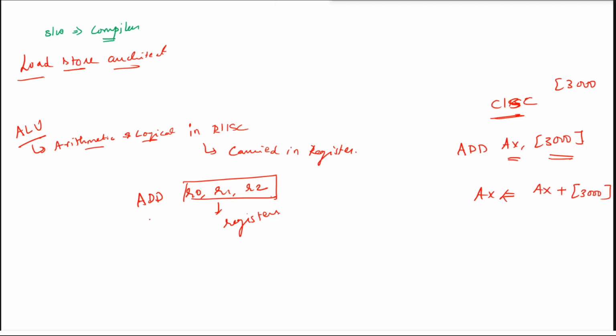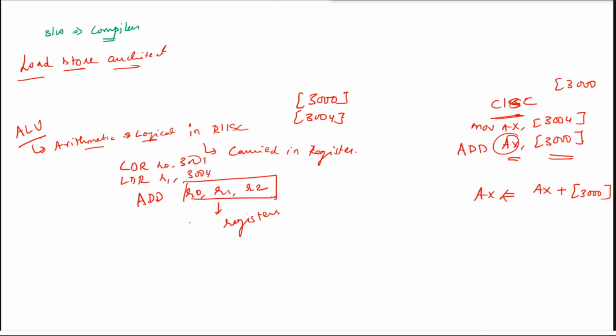But when you go with a load store architecture, all the operands should be in registers. But where is the data? One data is at 3000, the other data is at 3004. But AX has to be there. Move AX comma 3004. So from 3004 we have moved, and the other data we have added directly. But here, we have to load the data from 3000 and again load the data from 3004, and then we need to add it.